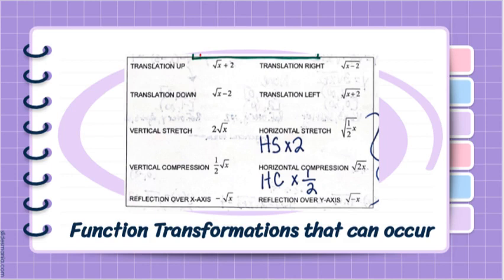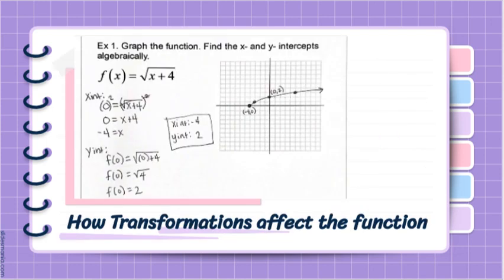And for horizontal compression, it'd be the same thing as horizontal stretch. Inside of the square root, it's a number and then x. For reflection over the y-axis, inside of the square root, there'd be a negative x. For this example, f(x) equals the square root of x plus 4.